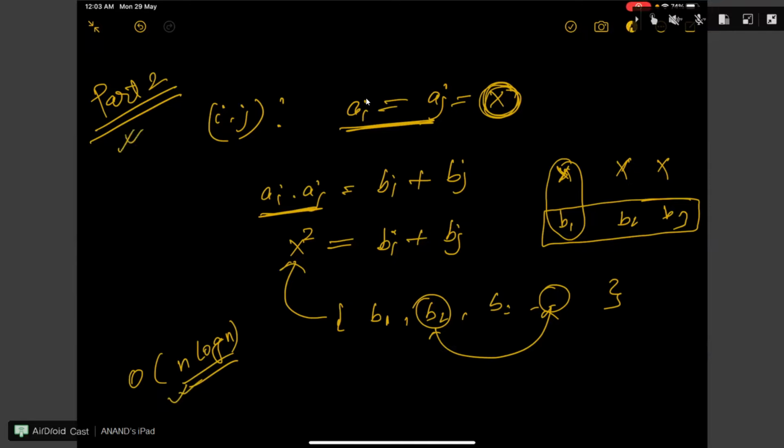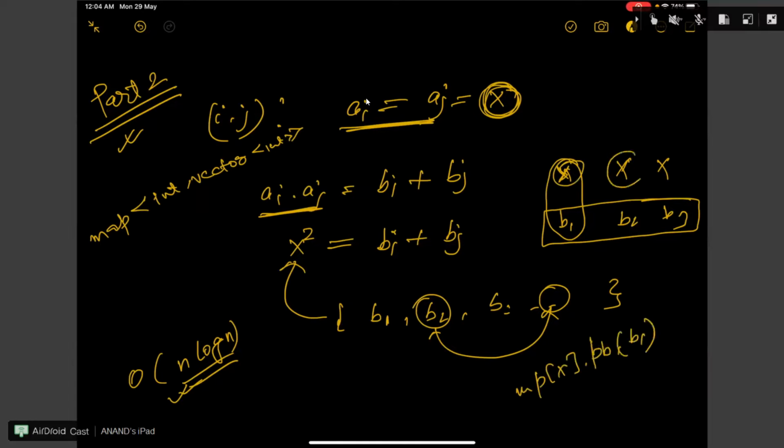What you do is iterate through array A, and you store a map of int comma vector of int. For this x, you will say mapping of x dot pushback b1. Similarly, mapping of x pushback b2. So basically, mapping of x will be a vector which will consist of all these b1, b2, b3 like that.